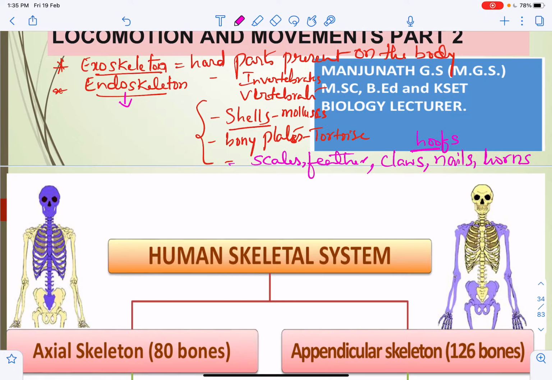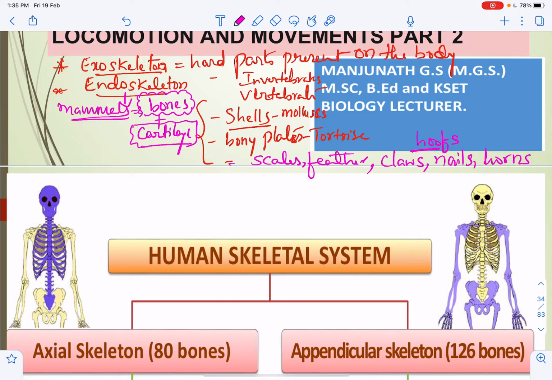Endoskeleton: largely in higher animals like mammals, these structures are made up mainly of bones. Not only bones, as I already mentioned, but also cartilage. Bones and cartilage form a framework, but bone forms the majority of the body framework, and there will be little cartilage compared to bones.